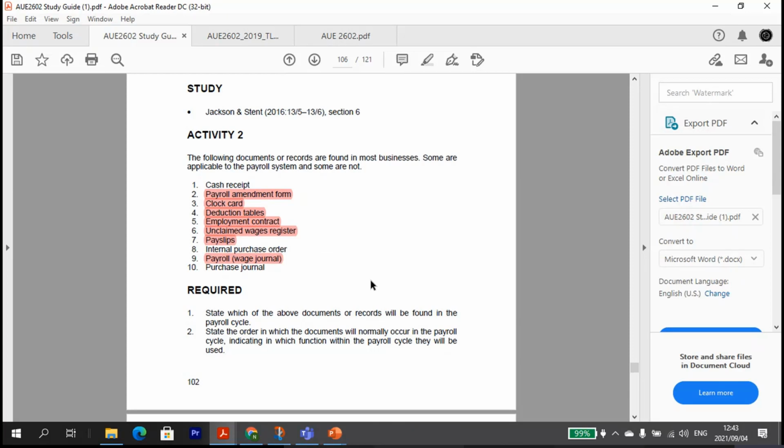I've highlighted them. So what is the order in which these documents normally occur within a payroll cycle? Which one do we start with first? Employment. The payment amendment form. Ah. Payroll amendment form. What do we normally use the payroll amendment for, Tandek?